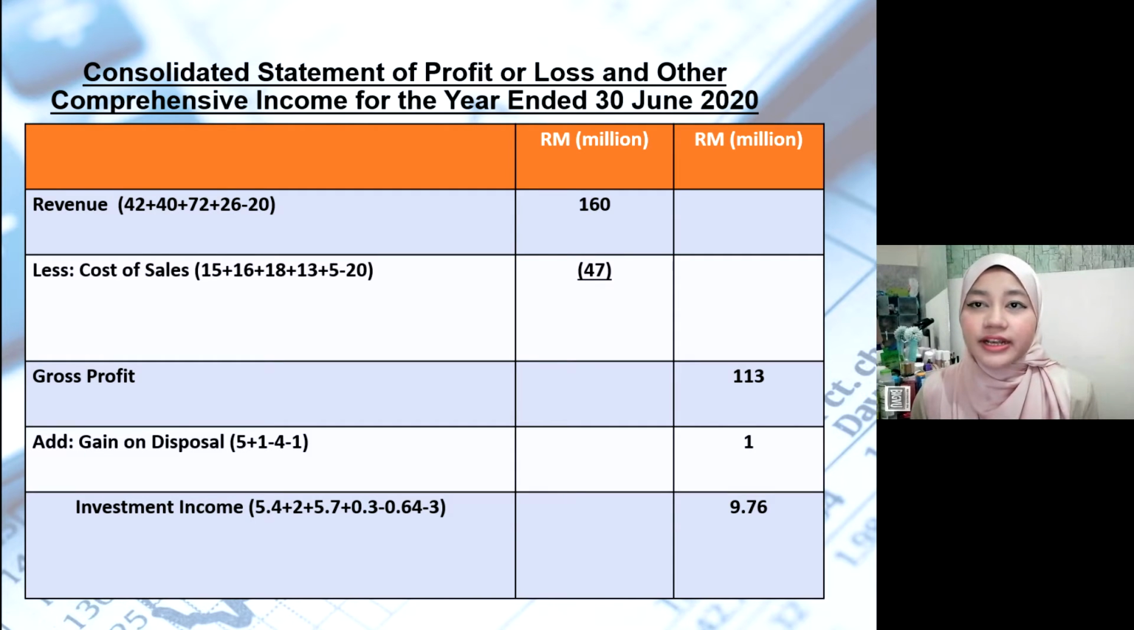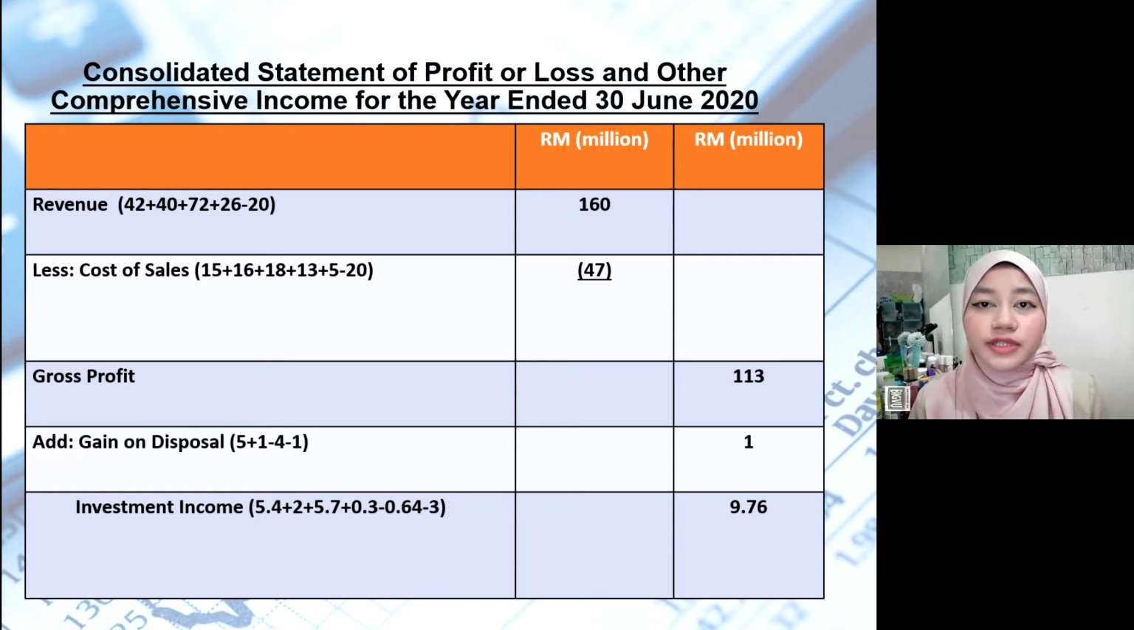42 million for the parent company, Alor Berhad, added with the other subsidiaries, which are Gajah Berhad 40 million, plus 73 million for Lendu Berhad, plus 26 million for Klemak Berhad, minus 20 million for the intercompany sales in additional information number 1. Then we get 160 million for the revenue.